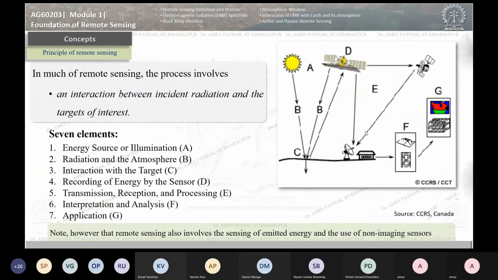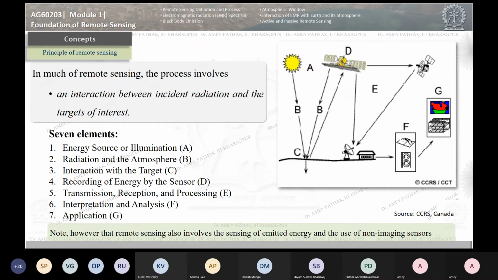The entire process of remote sensing can be divided into seven elements. Mostly, the remote sensing process involves an interaction between incident radiation and the target of interest. I hope you all know what radiation is and what the target of interest is. Here incident radiation means how much radiation is falling on the object.